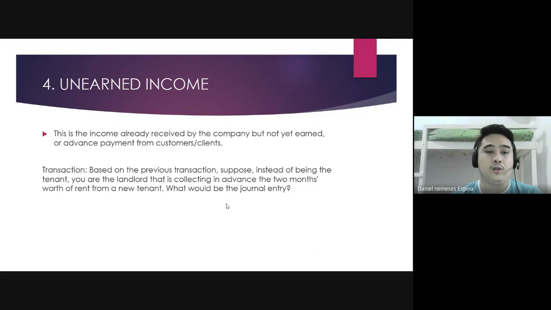So for example, based on the previous transaction, suppose instead of being the tenant, let's put ourselves in the shoes of the landlord. Humana man ta kay tenant. So imagine if you are the landlord and you are collecting in advance the 2 months worth of rent from a new tenant. So you're the one collecting the advance payments for 2 months. So di ba it's worth 10,000. So what would be the journal entry?